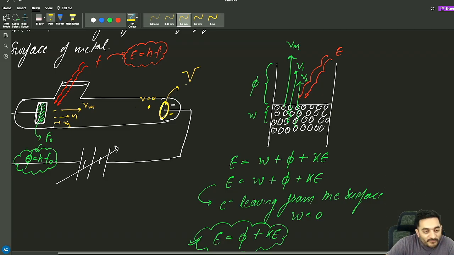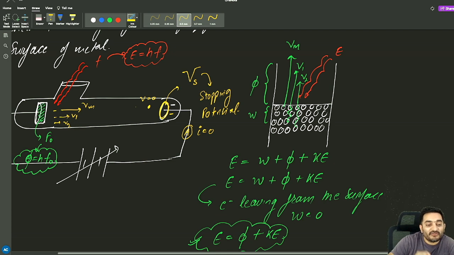And that particular voltage at which none of the electrons reaches the other side, and the ammeter gives you a zero current, at that time what can you say? That you are able to match the kinetic energy of the electron by simply increasing the voltage on the other side of the plate. And this voltage is known as Vs, which you call the stopping potential. So what do you mean by stopping potential? The voltage at which none of the electrons is able to reach the other side of the plate, and the value of current shown by the ammeter will be zero.